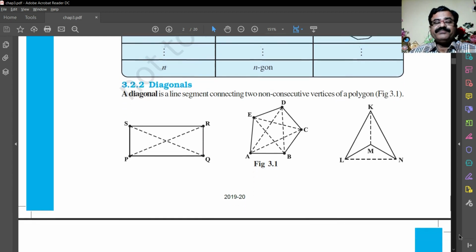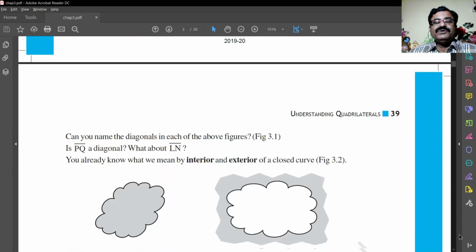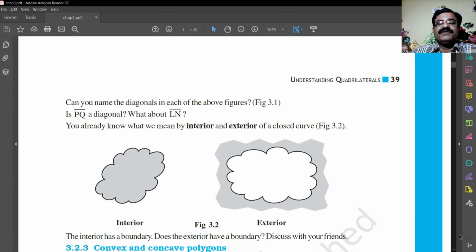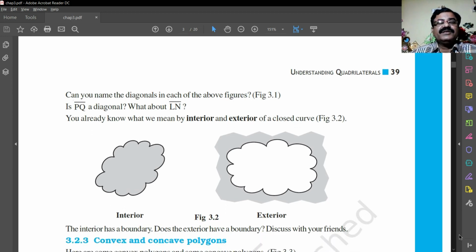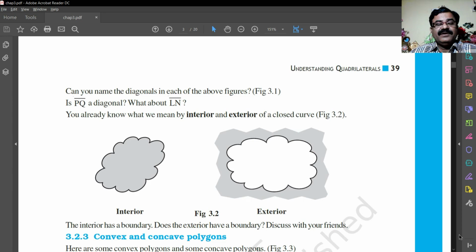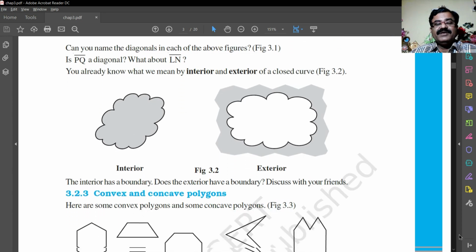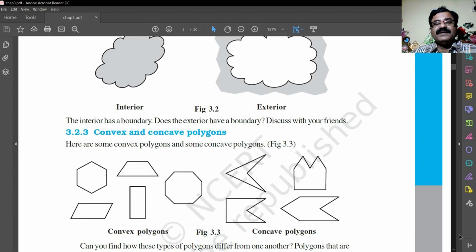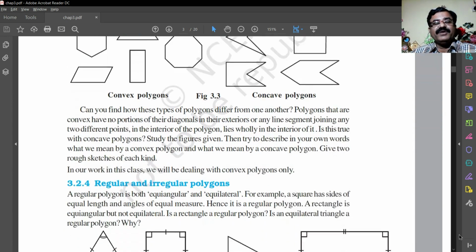Another, you understand the interior and exterior of the closed curve. Interior is that which is situated inside. Exterior means which is not situated inside, that is, outside the figure. Convex and concave polygons, you can see. Convex means the portions which are up towards the exterior of the polygon. These are called convex and concave polygons.